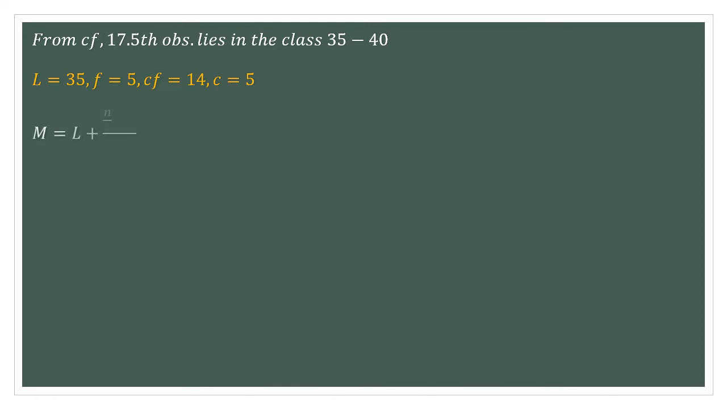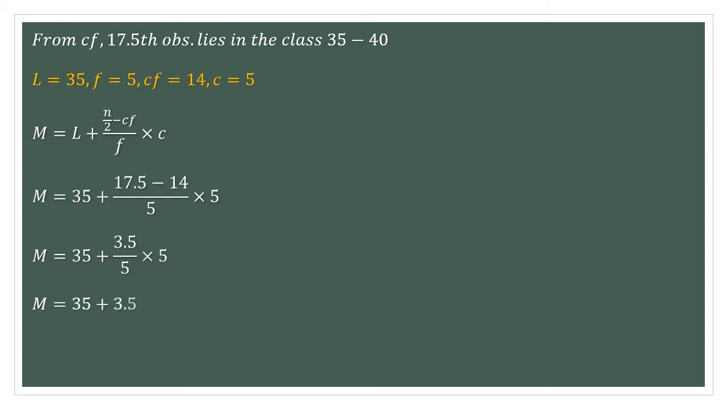So the formula here will be median is equal to L plus n upon 2 minus CF upon f into c. Just put the values: 35 plus 17.5 minus 14 upon 5 into 5. And when you simplify it, you get 35 plus 3.5 upon 5 into 5. The 5 will be cancelled. So 35 plus 3.5, that is 38.5 hours of the time difference between placing an order and getting it delivered. So we have the mean and the median.